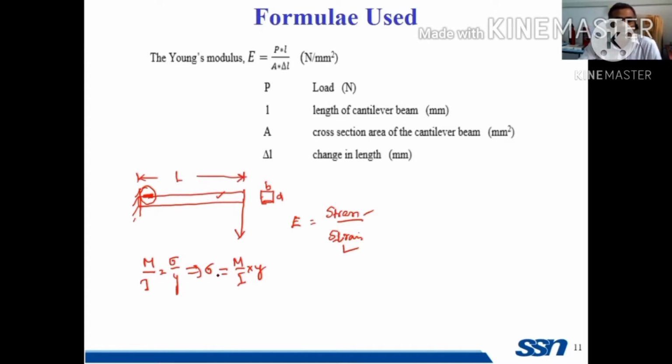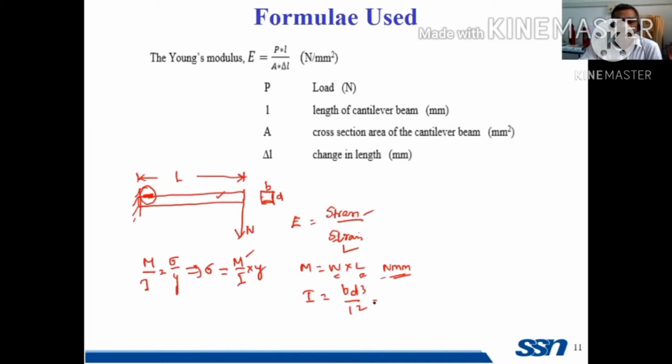Now if you want to find the value of M, what is M? Here load is applied. What is M in this problem? M is equal to W into L. You substitute W in Newton and L in millimeter, so you will get some value in Newton millimeter. Then what is the value of I? I is equal to BD cubed by 12.